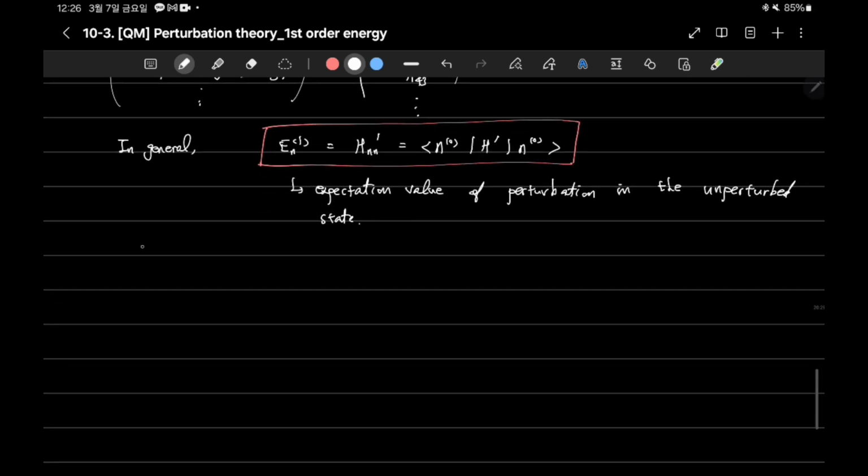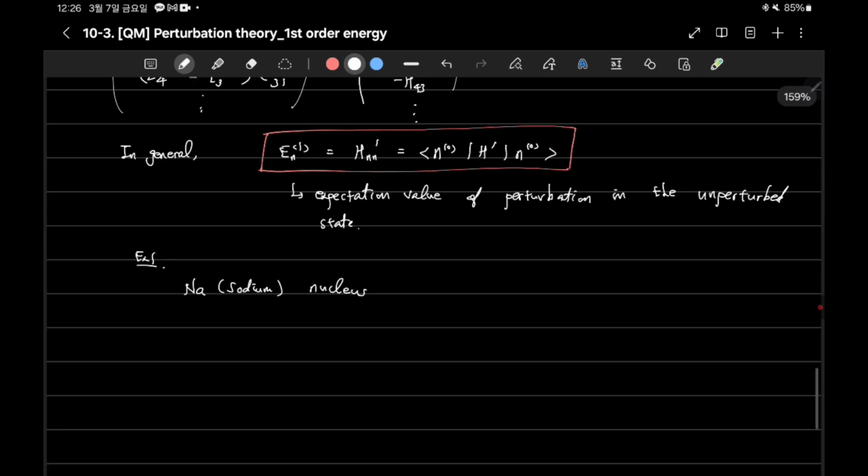Let's have an example. Here the sodium nucleus has a spin 3/2, and the magnetic moment of sodium is the gyromagnetic ratio of sodium, e over 2 m proton mass, times S.